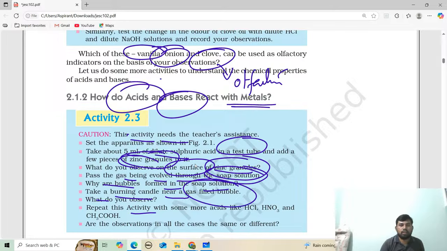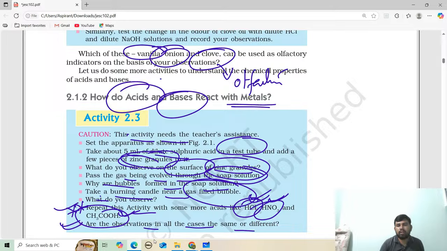This line is important. In the activity, the last two points are very important. They are asking to repeat the activity with HCl, HNO3, and also acetic acid. Are the observations in all the cases the same or different? This is important.